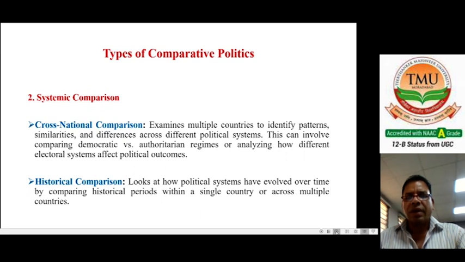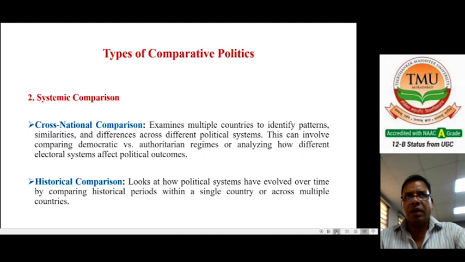Next to systematic comparison is historical comparison. When we're talking about historical comparison, we look at how political systems have evolved over time by comparing historical periods within a country or across multiple countries. As its name indicates, it is historical comparison. That means we have different kinds of systems.